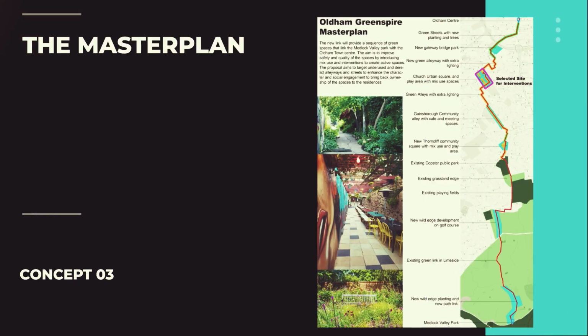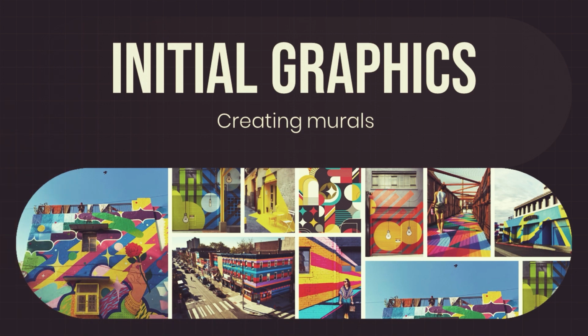The master plan is to create a safe green link between Medlock Vale Park and Oldham Town Centre. The aim is to create a safe passage using the regenerated alleyway spaces to create a green route. Initially, the aim was to regenerate the spaces using murals and graphics on buildings. The idea was to change the character of the spaces to promote change.